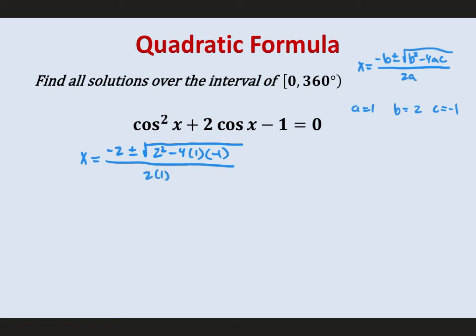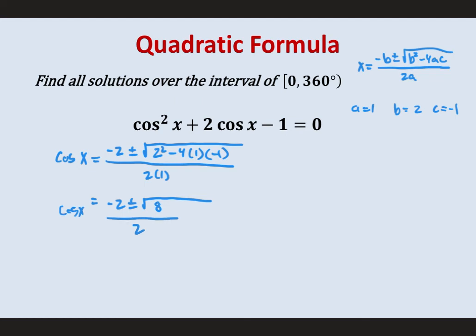All right, and this is not x, sorry, this is the cosine of x equals that. So we just use whatever this is. It wasn't x this time, it was cosine x. So we'll go ahead and simplify that down. So we get -2 plus or minus the square root. Let's go ahead and do the math here. This is 4 minus 4 times 1 times -1, so 4 plus 4 is 8. So that's cosine x equals -2 plus or minus the square root of 8 all over 2.